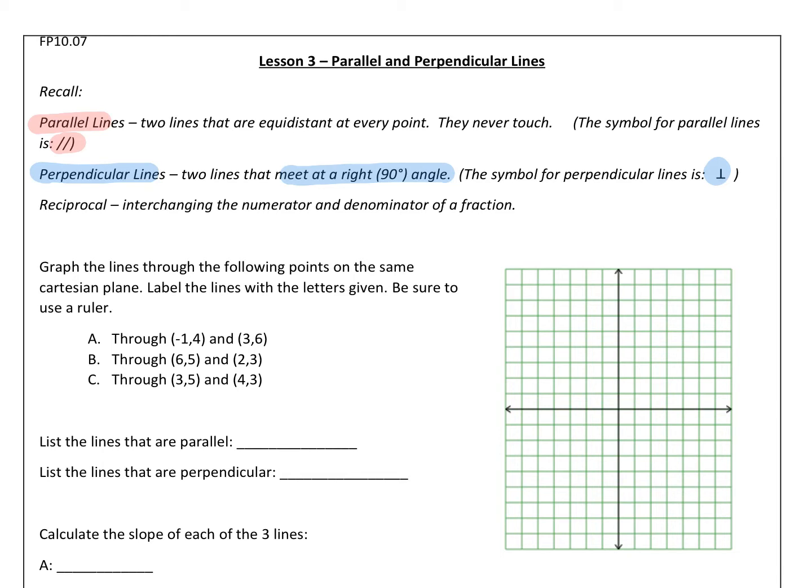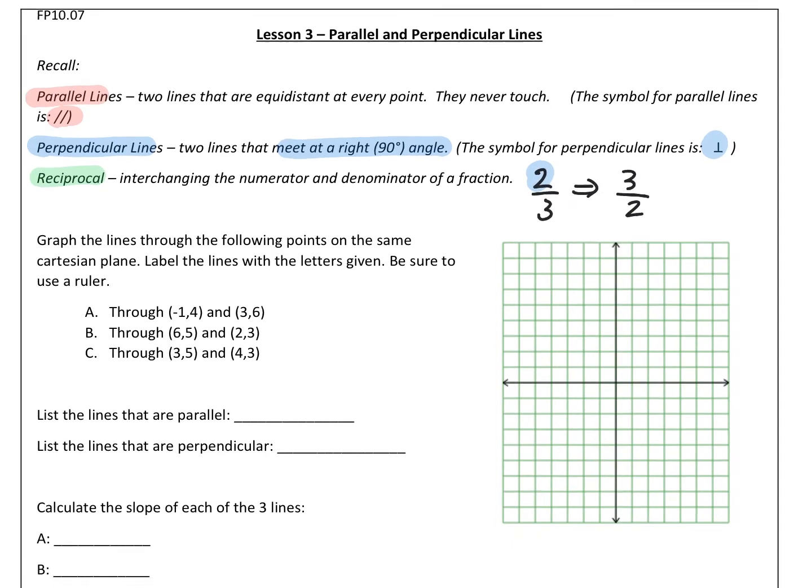One other thing we're going to talk about is the reciprocal. So remember that that is interchanging the numerator and denominator of fractions. So for example, if I have the fraction 2/3, the reciprocal is 3/2. We flip it upside down. Okay, so we're going to be looking at parallel and perpendicular lines and how their slopes are related to one another in this lesson. So let's just hop right into it.